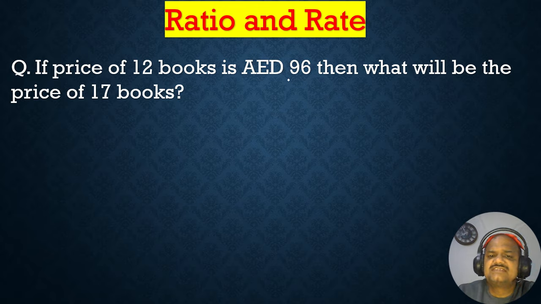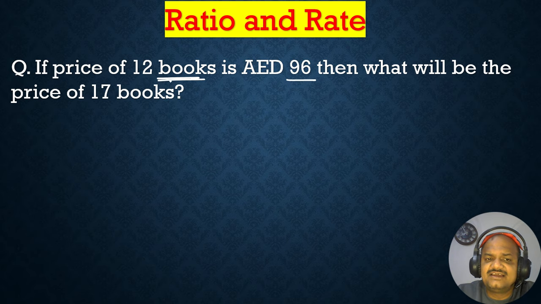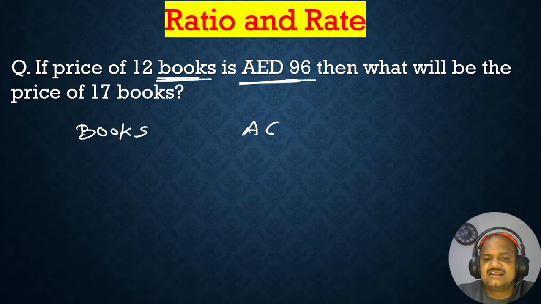12 books has 96 dirham price, then what will be the price of 17 books? So what you can do? In every question, my dear students, try to find the important words. Here we have two things. One is books, number of books, and another is dirham. So number of books 12, dirham is 96. So here you have 17 books.